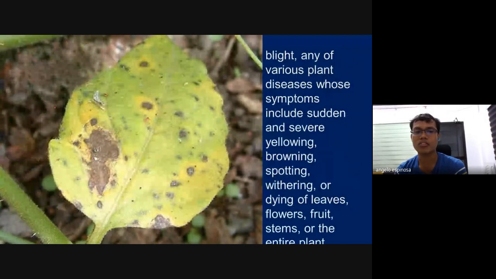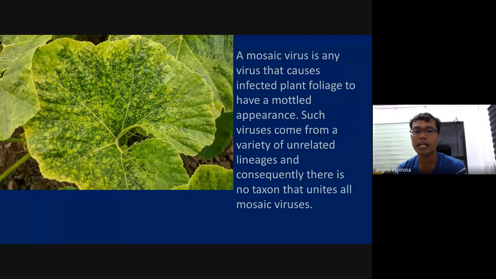Next is blight. Ito yung tinatawag kong blight sa inyo. Any of various plant diseases whose symptoms include sudden and severe yellowing. Pag sinabi mong sudden and severe yellowing, rapidly ang papatay niya talaga yung plants. Browning, then nagkakaroon ng spotting, withering, or dying of leaves and flowers, fruit stems, or the entire plant. Usually, maraming blight naman sa rice. Lalo na sa vegetative stage or milking stage, maraming nagkakaroon talaga ng effect or affected by blight.